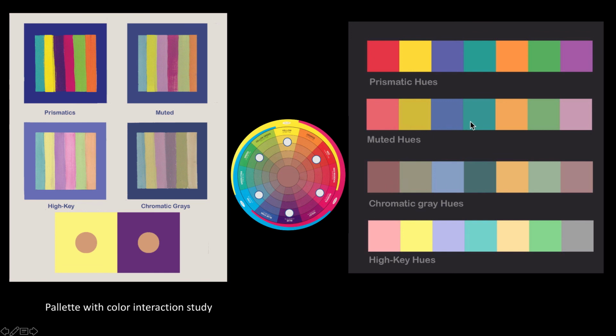When you create the muted hues, let's not add any black. You still need to create a broad range of values, so you're just going to do that by adding the complement. On the chromatic grays, however, you can start adding black, and that will create a tone if it's got some white in it.